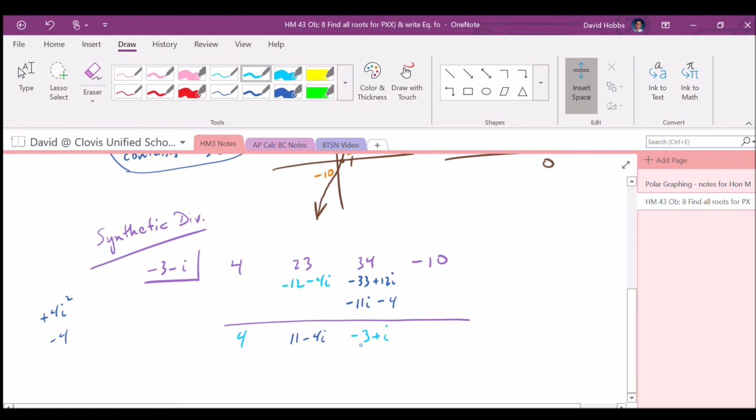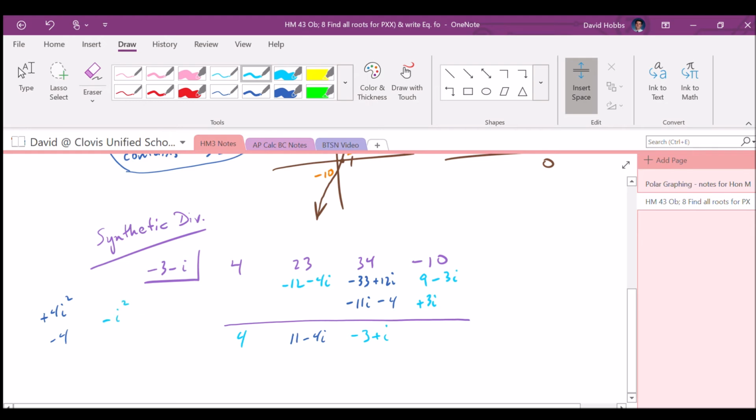Now I'm multiplying the number in the box times the number below the line. And so we got -3 times -3 is 9. -3 times i is -3i. Now I'm going to distribute the -i from the box. So -i times -3 is positive 3i. And -i times i is -i squared.